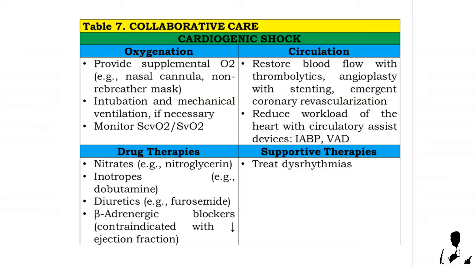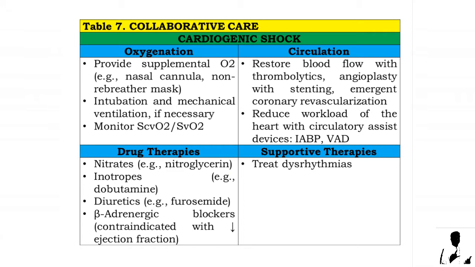Cardiogenic shock. Under oxygenation: provide supplemental oxygen, for instance, nasal cannula, non-rebreather mask, intubation and mechanical ventilation, if necessary, and monitor central venous oxygen saturation. Under circulation: restore blood flow with thrombolytics, angioplasty with stenting, emergent coronary revascularization, and reduce workload of the heart with circulatory assist devices, such as intra-aortic balloon pump and ventricular assist device.